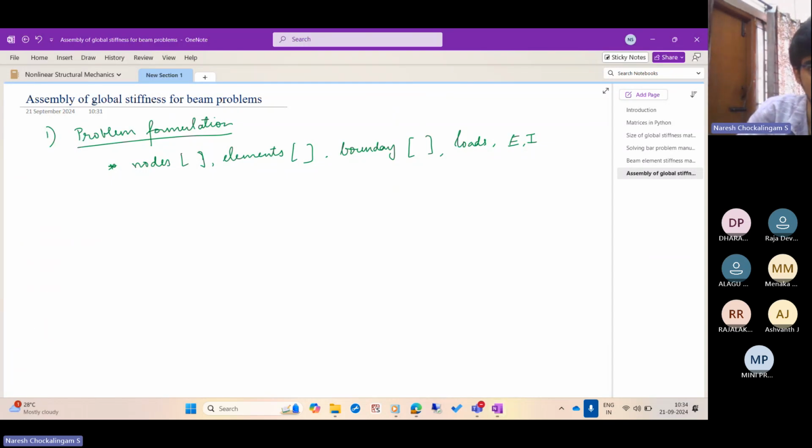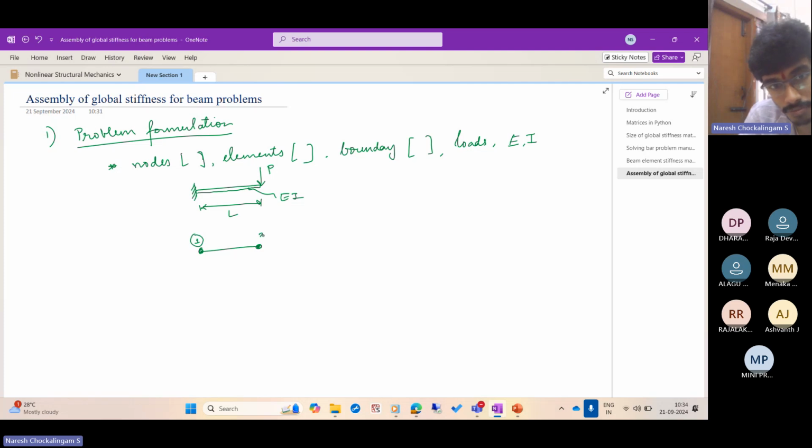So the first step is translating the physical problem to a finite element setting. This is a physical problem. The length is L, cross section EI, load P is applied. So I'm going to model it as a two-noded beam element like this. It has node 1 and node 2.